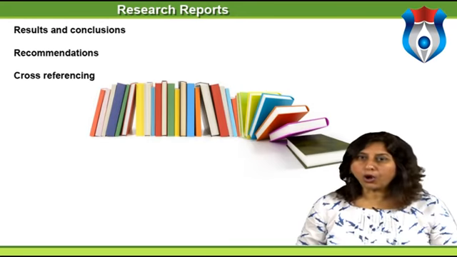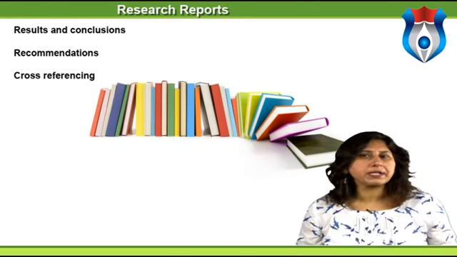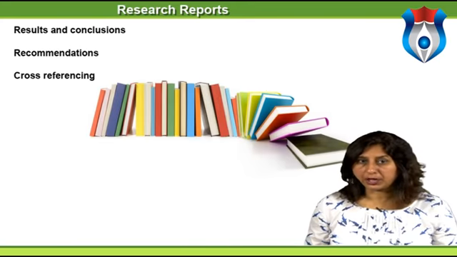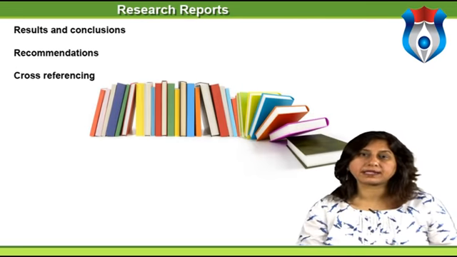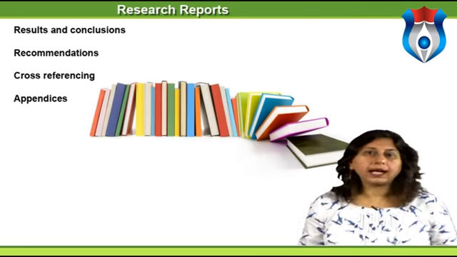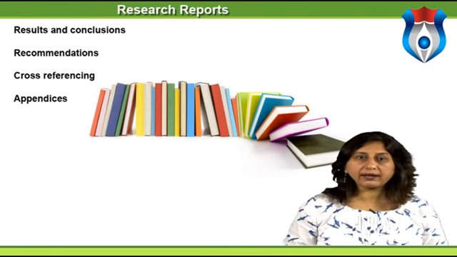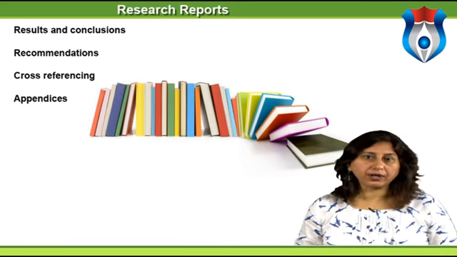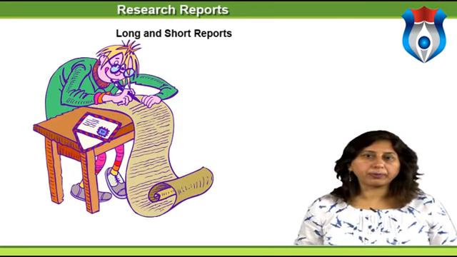Cross-referencing. All references, books, journals, magazines, newspapers, reports, proceedings listed in the project report should be cross-referenced in the text at appropriate places. For example, appendices. Additional information like questionnaire, list of dealers, details of product portfolio, etc. are put in appendices.